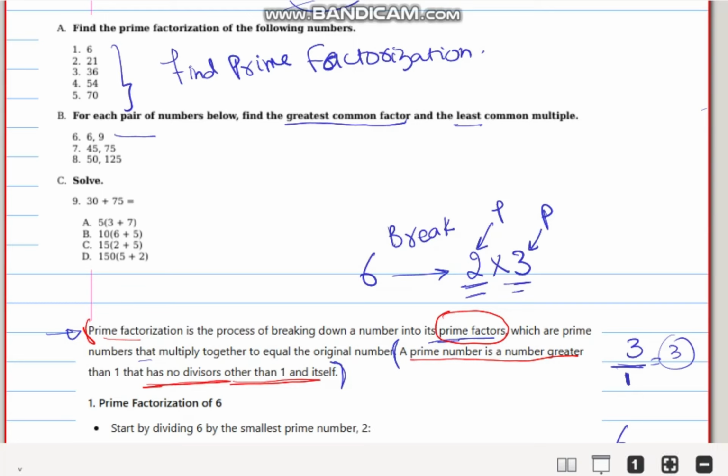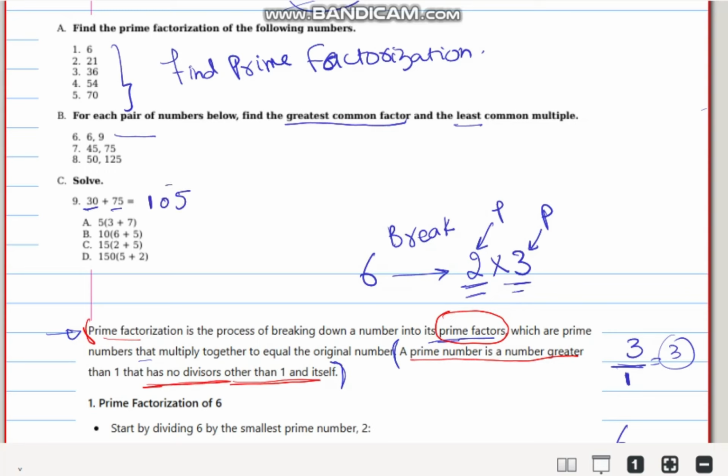In today's lecture we have part C. The question says solve, and the expression is 30 plus 75. So what is 30 plus 75 basically? Tell me, Zala. 30 plus 75. Okay, then it is actually 105.